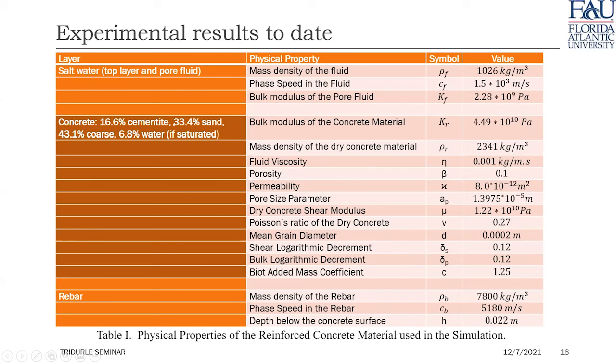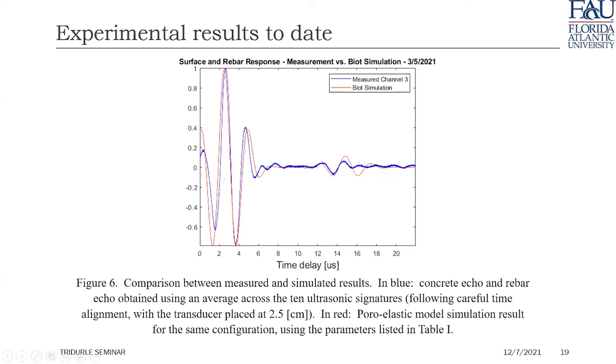So we had 16.6% cementite, 33.4% sand, 43.1% coarse, 6.8% water. We were in a saturated situation. And so we used these parameters along with porosity information in the concrete to create this set of coefficients, which are very useful when we intend to study the characteristics of the concrete block. You can see over here we have the bulk modulus, mass density, fluid viscosity, and so on. And keeping track of time, I think I'm almost out of time here.